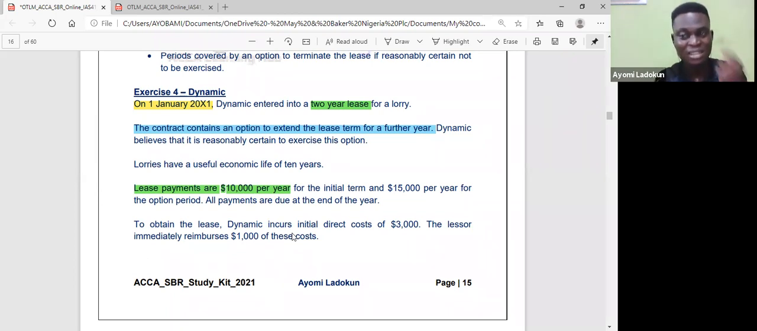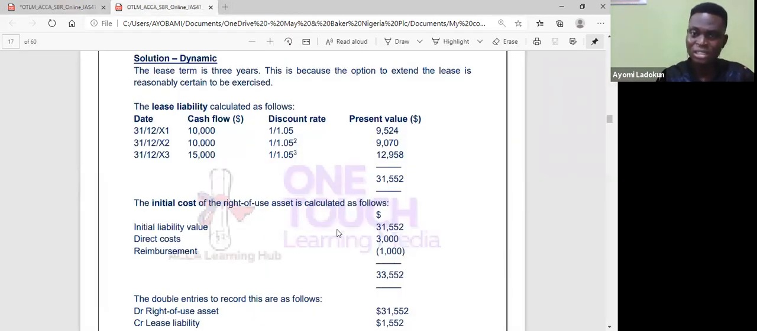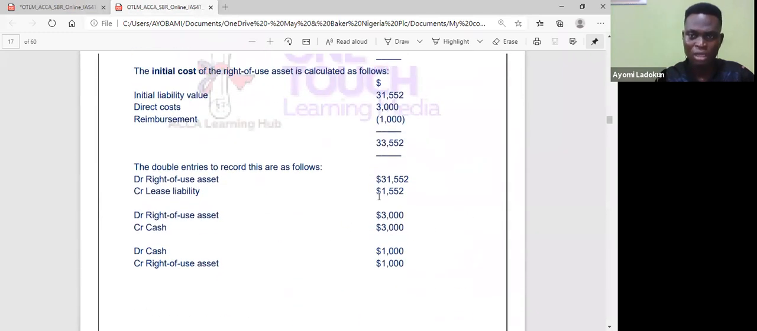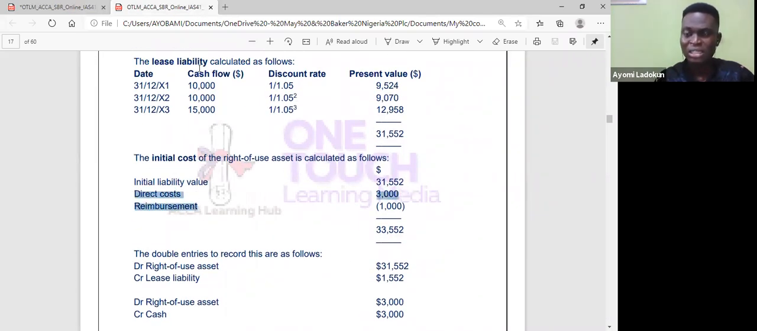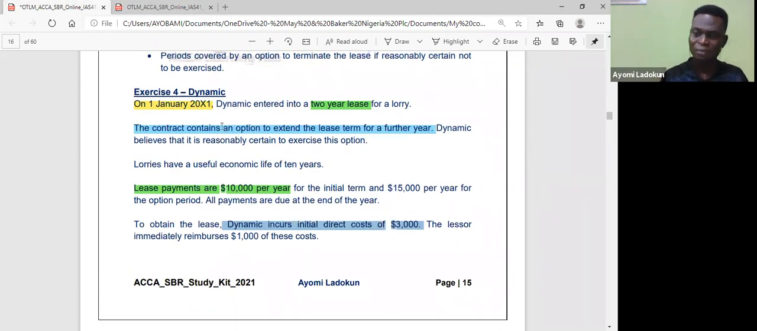Do I have any initial direct cost? It said, to obtain the lease, the dynamic incurs initial direct cost of $3,000. Can you see that? $3,000 initial direct cost. So I come here, I slot in my initial direct cost. Then I ask again, do you have any costs of removing or dismantling the assets? It did not tell me. So basically, I have 2 items present in this question. The examiner can fly around all those requirements, but here, it only gives me 2 out of those 4.